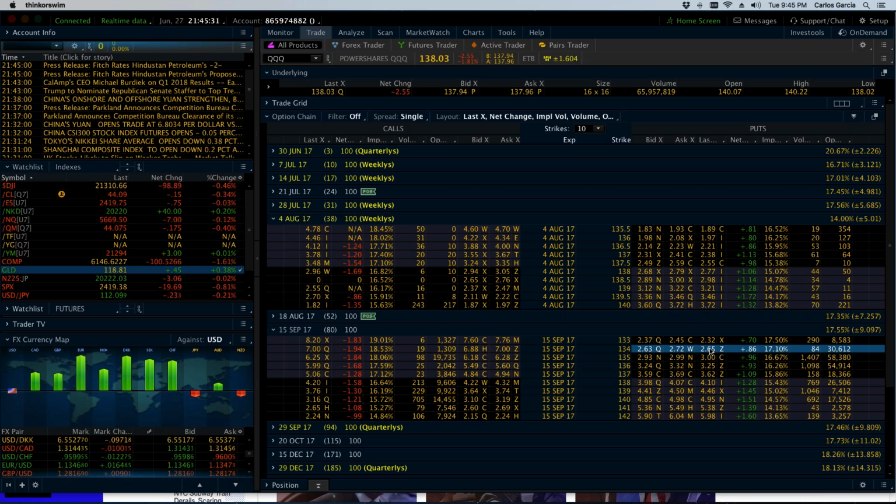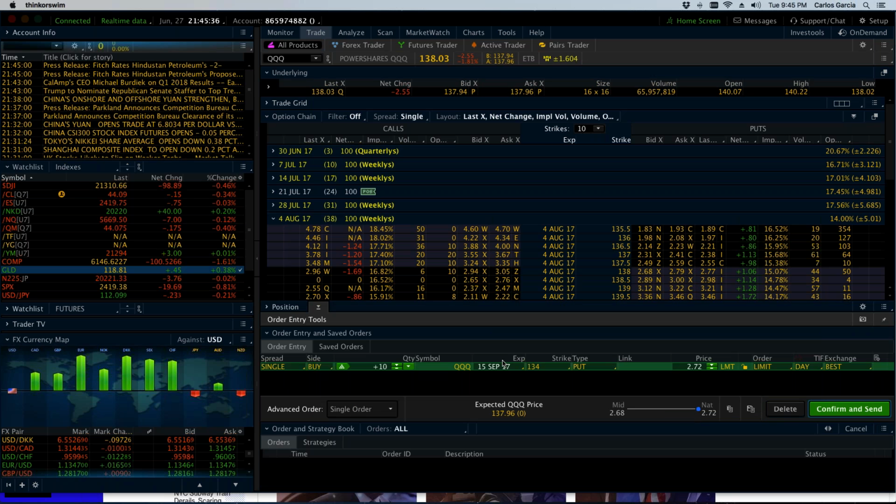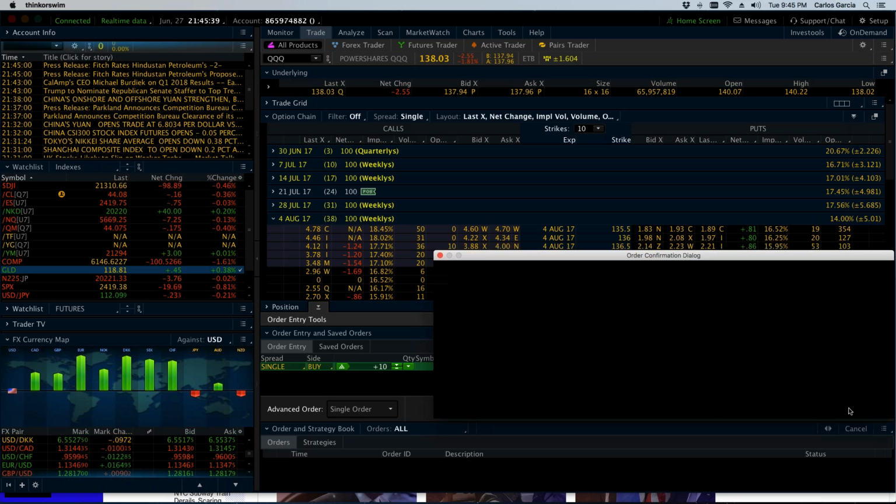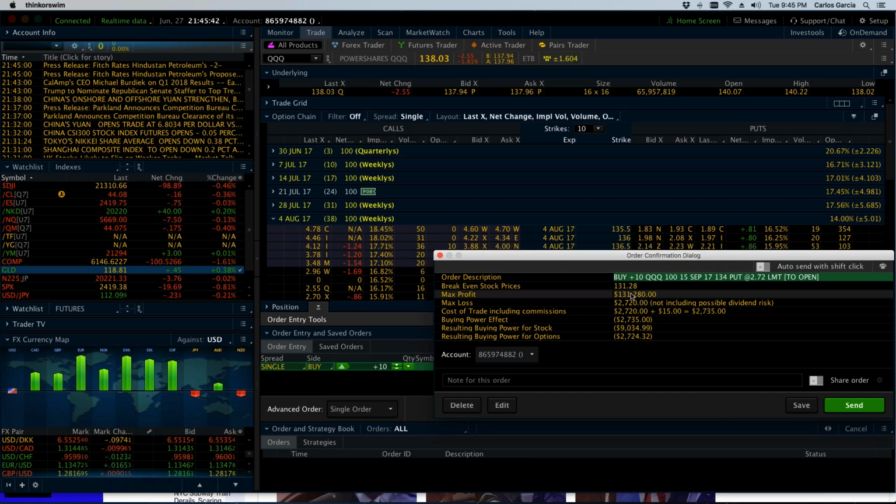So you would buy, click here, always the ask. 272. Sorry, I'm looking at last price. 272, and we'll put 10 as an example. Go here. Max profit. Remember, there's a ceiling on the profit because QQQ can only go to 0. So your max profit is $131,280. Don't I wish? Well, first of all, tech would be crashing and the world economy would be destroyed. The world would be finished. But enjoy your $131,000. Your max loss would be $2,720, meaning this is the cost of the contract, $2,720.